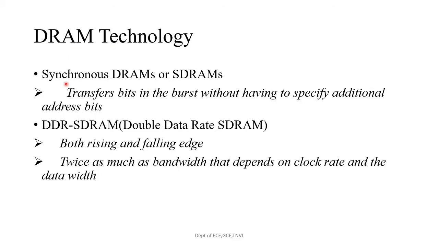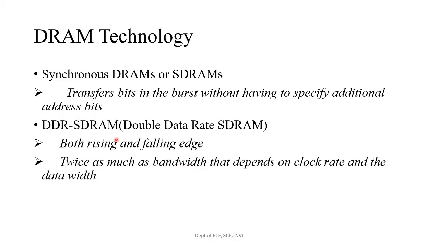The fastest version of synchronous DRAMs is DDR SDRAM, that is, the double data rate SDRAM. The name means data transfers on both the rising as well as the falling edge of the clock, thereby giving twice as much bandwidth, which depends on the clock rate and the data width.